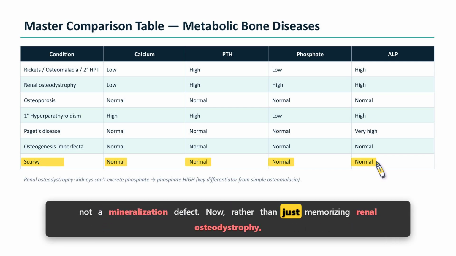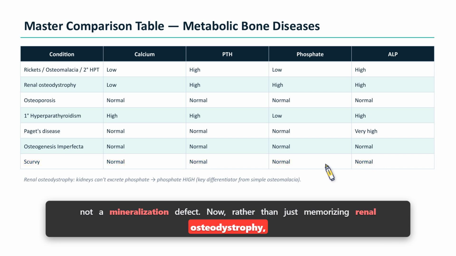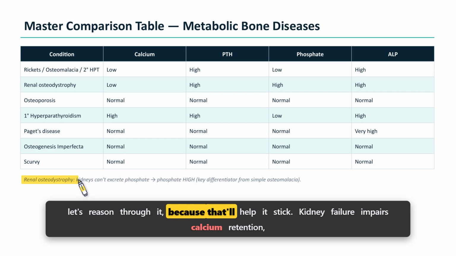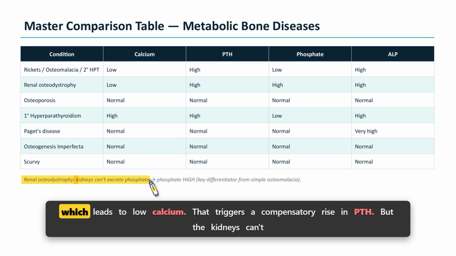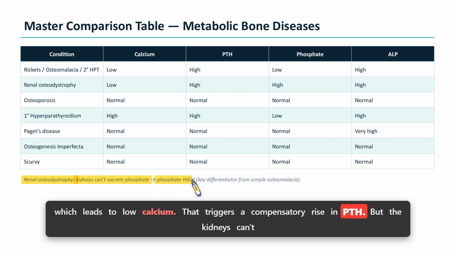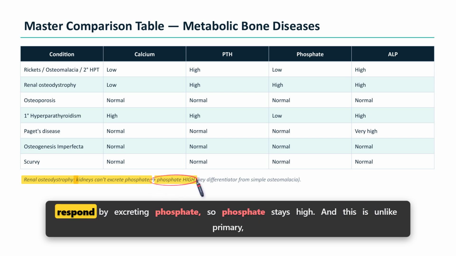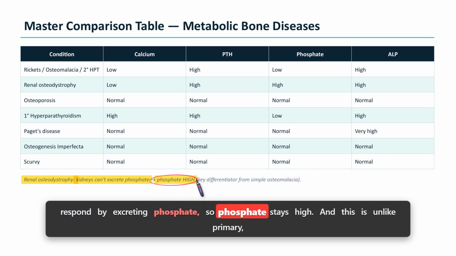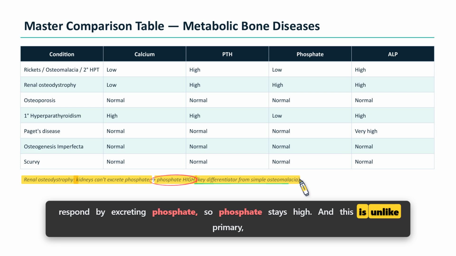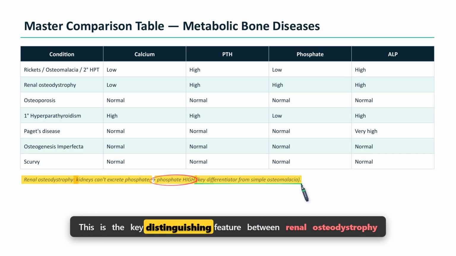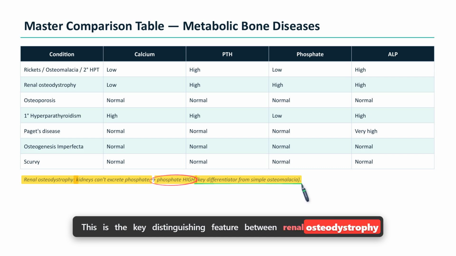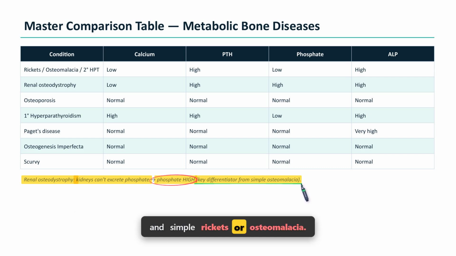Now, rather than just memorizing renal osteodystrophy, let's reason through it, because that'll help it stick. Kidney failure impairs calcium retention, which leads to low calcium. That triggers a compensatory rise in PTH. But the kidneys can't respond by excreting phosphate, so phosphate stays high. And this is unlike primary, vitamin D-driven osteomalacia, where phosphate is low. This is the key distinguishing feature between renal osteodystrophy and simple rickets or osteomalacia.